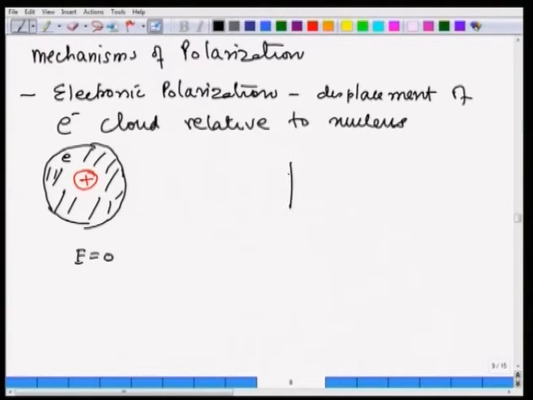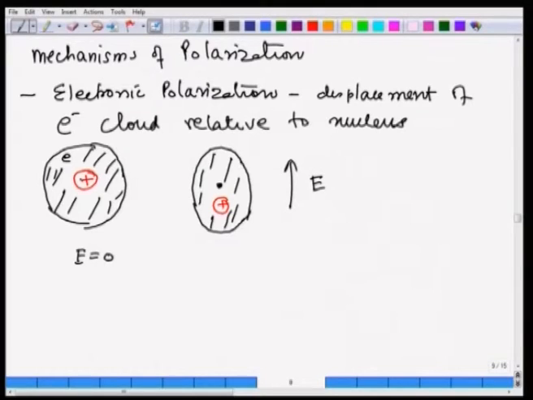Let us say you apply an electric field in this direction. What will happen if that is the case? Then your center of positive charge would move this way, and the electron cloud may shift something like this, with its center somewhere here. In the earlier case, the center of the electron cloud, the center of negative charges, and the center of positive charge were coinciding, and therefore there was no net dipole moment.